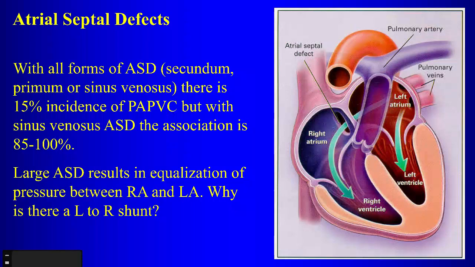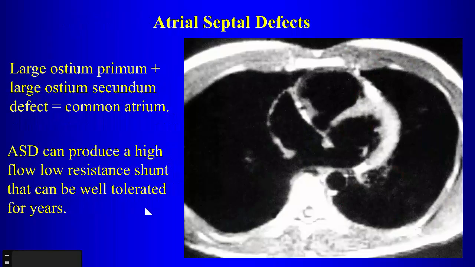Lower right vascular resistance through the pulmonary circulation. So the blood follows the path of least resistance, and so you will have predominantly left to right shunting. If you have a large ostium primum and a large ostium secundum, that's called a common atrium, so it's like one big common chamber over there. So ASDs can produce high flow, low resistance shunts that can be well tolerated for years.